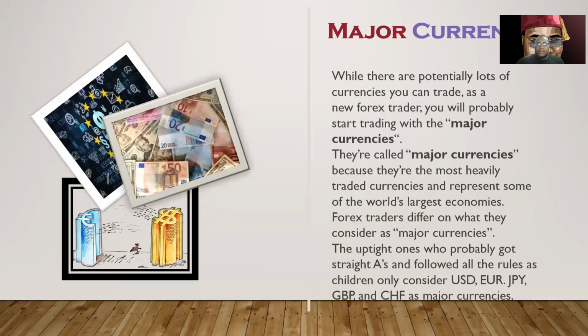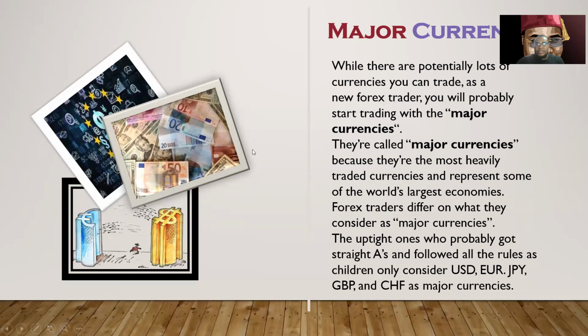So the major currencies are the most traded currencies. While there are potentially lots of currencies you can trade, understand, there are probably major ones that you can trade. They are called majors. All right. Because they are heavily traded, remember when I told you the USD is being traded the most, followed by the euro, followed by the JPY, followed by the GBP and all that. So according to how they are being traded, that is how they are being ranked, or how they are being categorized.